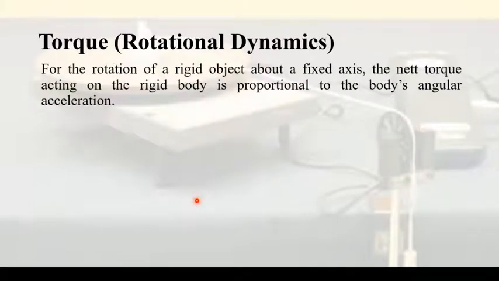Now for the rotation of a rigid body about a fixed axis, the net torque acting on a rigid body is proportional to the body's angular acceleration. That is based on our derivation just now. So we can rewrite the equation as summation of torque equals I alpha.